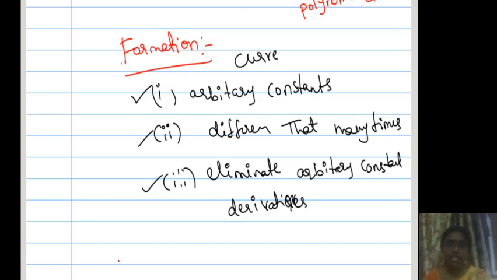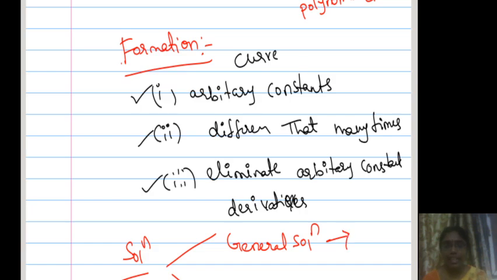Okay, next we discussed the solution also. We already discussed general solution and particular solution. So what is a general solution? What is a particular solution? First of all, what is a solution? A solution means a relation between the dependent variable, independent variable, and constants, and it should satisfy the given differential equation. That is called a solution. Again, solutions are of two types: general solution and particular solution.